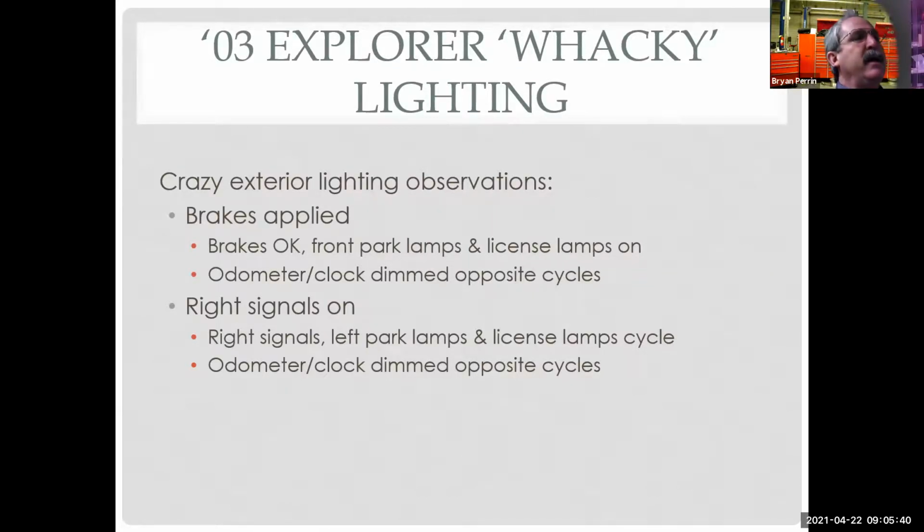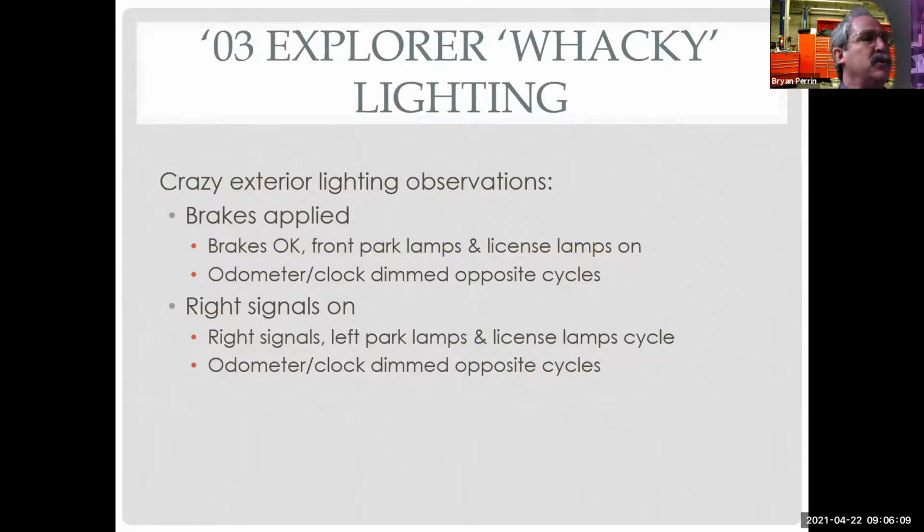Here is an '03 Explorer, and I apologize, I used to have a video of this, and I misplaced it. So, crazy exterior lighting observations. When the brake lights are applied, the brake lights work okay. My front park lamps and license plate lights also come on. The odometer and clock dim when I put on the brakes.